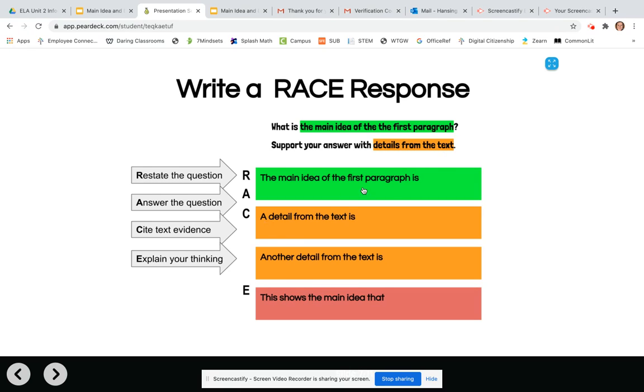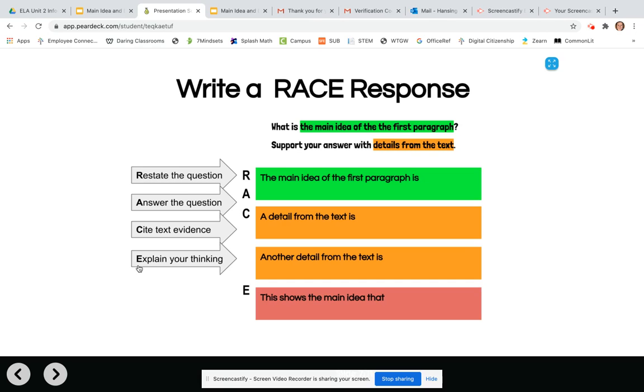You'll need to start with the words a detail from the text is, and then fill in the blank with one of the details. It's a really good idea to have at least 2 details, so you might use this word, another detail from the text is. This gives me a chance to write a second detail.